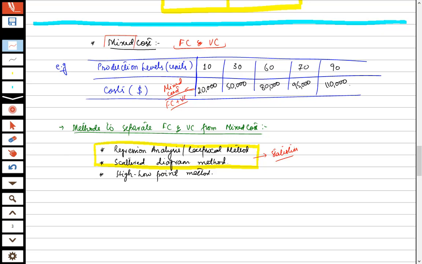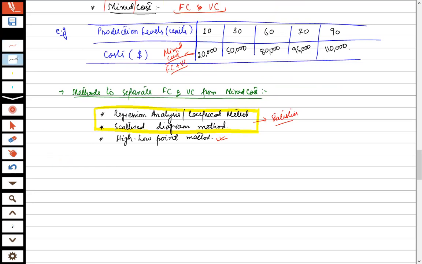In managerial accounting, the focus is on the high-low point method, which is comparatively easy in comparison to the two above methods. So in managerial accounting, or in organizations where production is done and where mixed costs are incurred, the high-low point method is normally used. So we will be discussing basically the high-low point method in our managerial accounting.